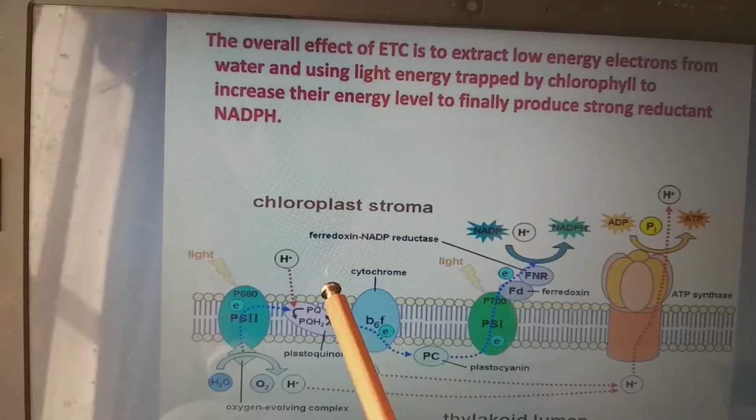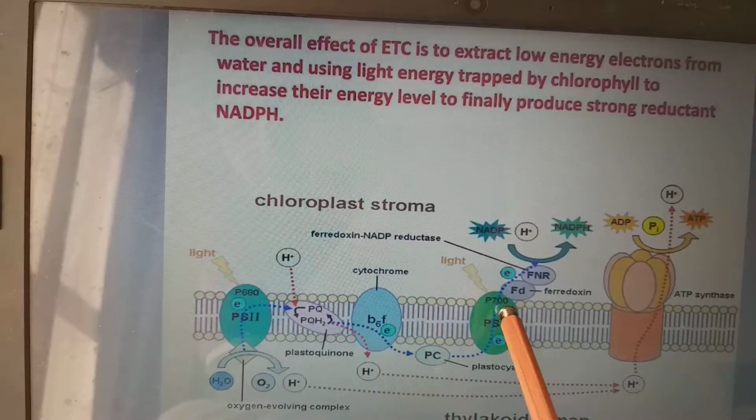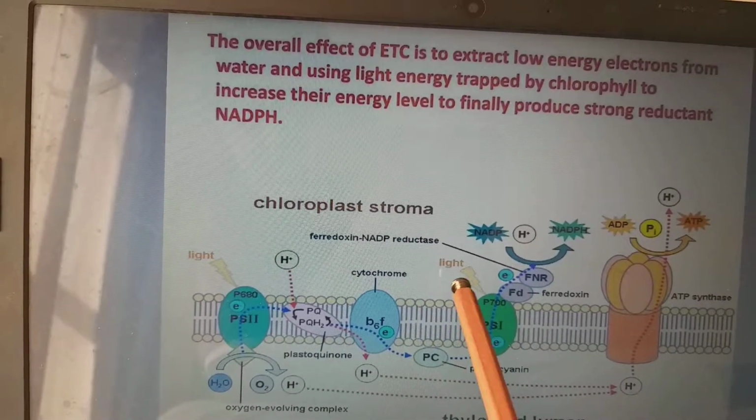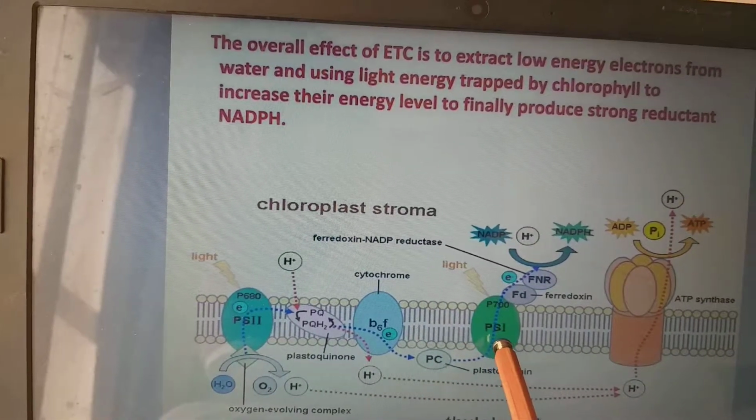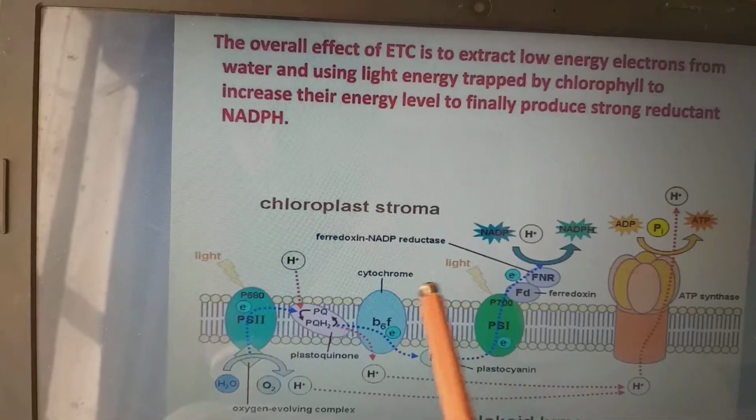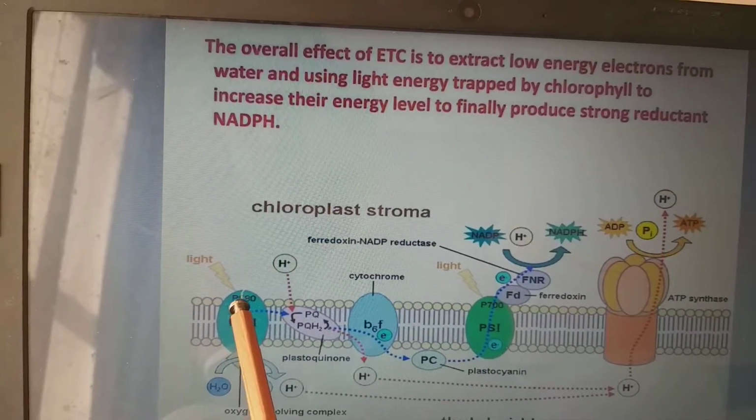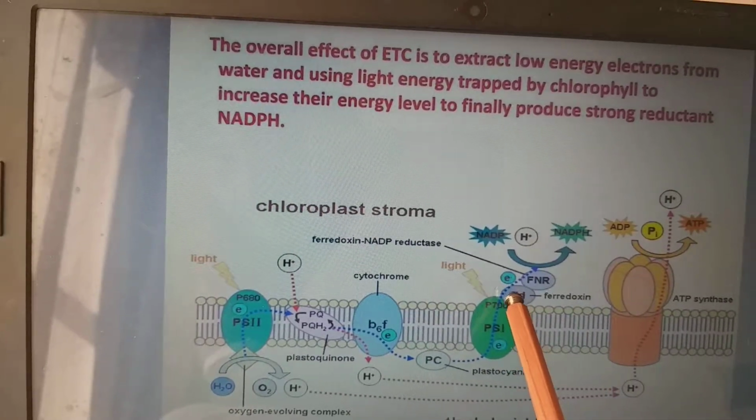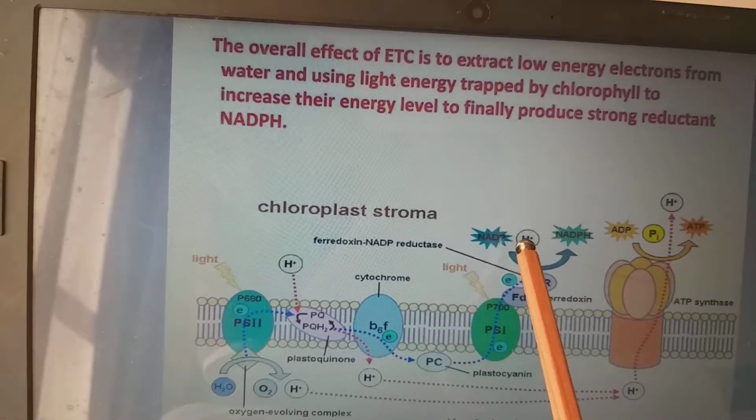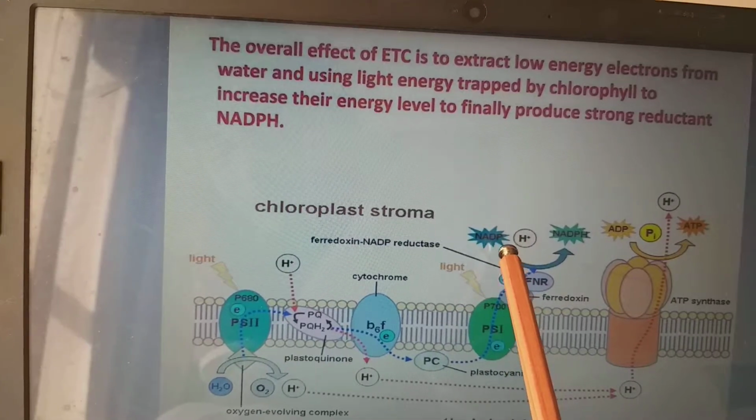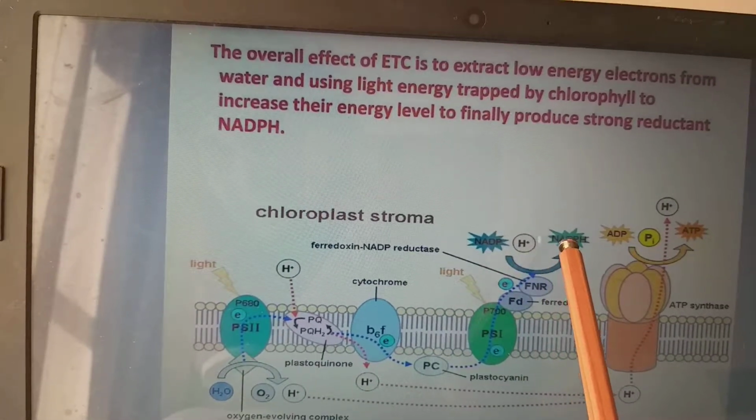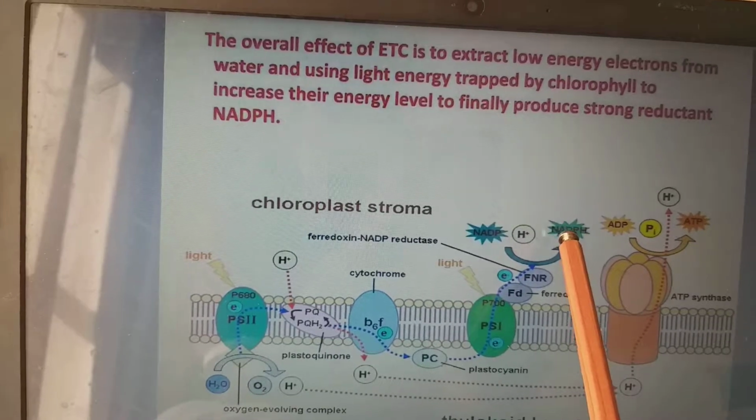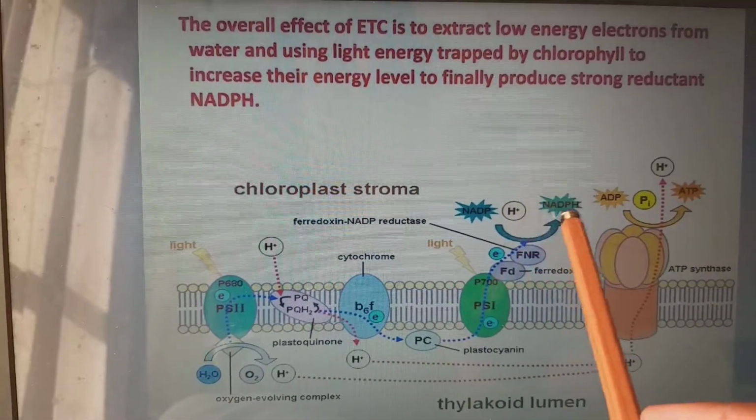This is the wavelength of the light, P680 and P700. We can remember that PS1 has a higher energy, P700, and PS2 has a lower energy, P680. From here the electrons go to ferredoxin, and NADP plus H is reduced, giving rise to NADPH. Now the NADPH is produced with high energy.